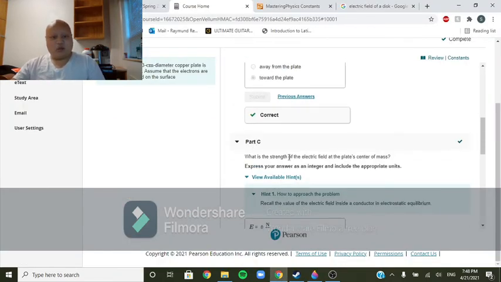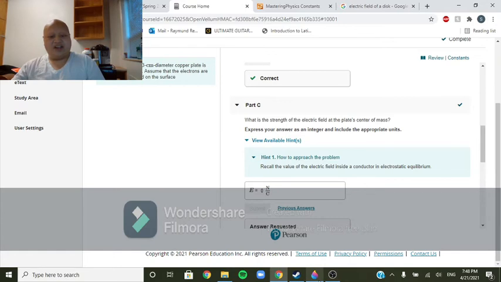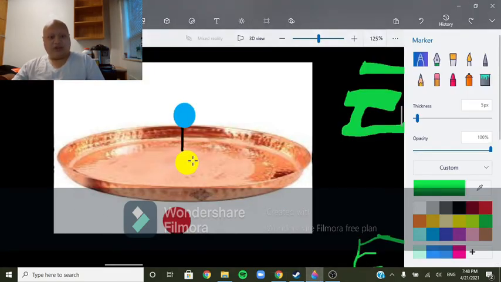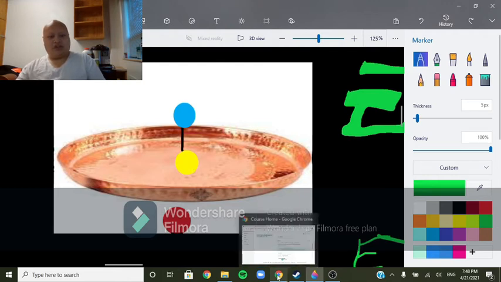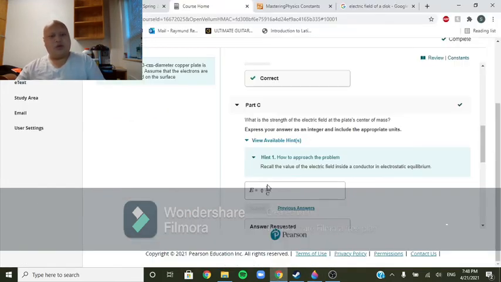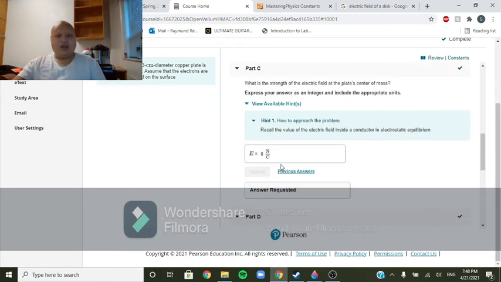Part C, what is the strength of the electric field at the plate's center of mass? As you can see, this yellow dot is in the center of mass of this plate. It's in between both electric fields on this red and blue dot that are equidistant to this plate. So basically, this yellow dot is in electrostatic equilibrium, so the electric field strength is zero newtons per coulomb. So that's your answer for part C.